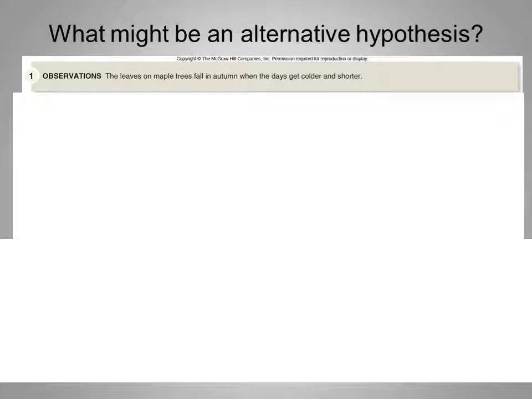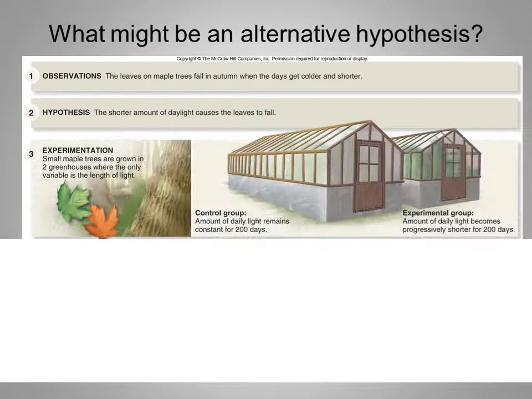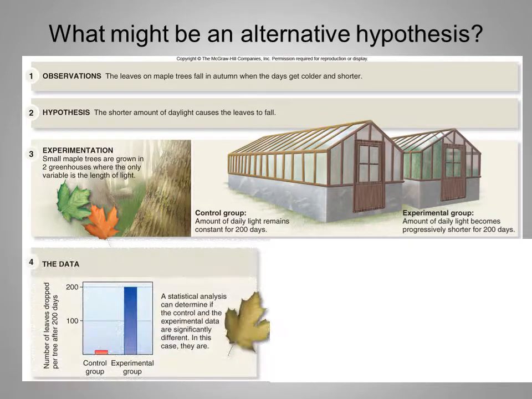What could be a different hypothesis to the fact that leaves on maple trees fall in autumn when the days get colder and shorter? Maybe it's not due to temperature, but rather it's due to the amount of sunlight. Perhaps it's the shorter amount of daylight causes the leaves to fall off of trees. So this time what we can vary rather than temperature is let's vary the length of light that the trees are exposed to. So again, we have identical conditions in the 2 greenhouses for these trees. The only variable here is the amount of light that these 2 greenhouses are exposed to.